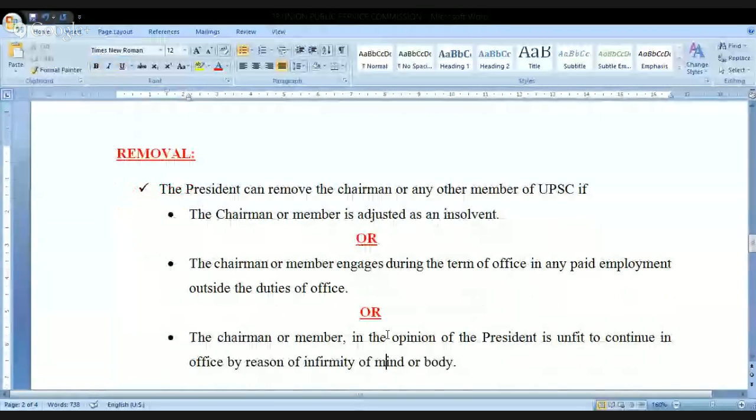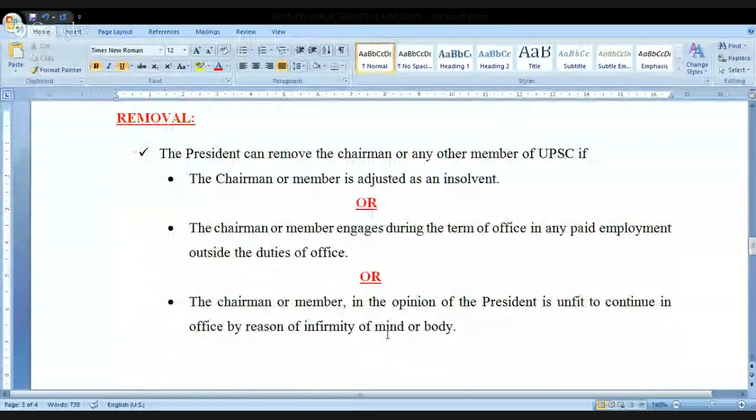Look at this. Next one. I'm going to the next page, removal. So once these people are appointed, this is not permanent, but at any time they may be removed. Who removes them is important. Removed by the President of India.